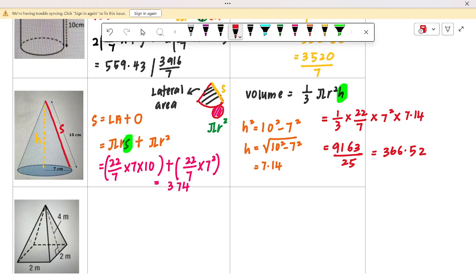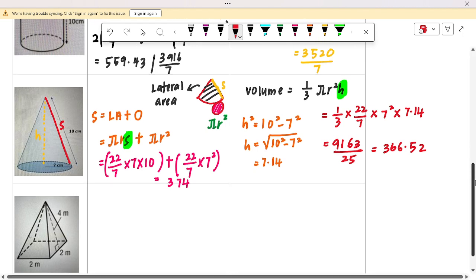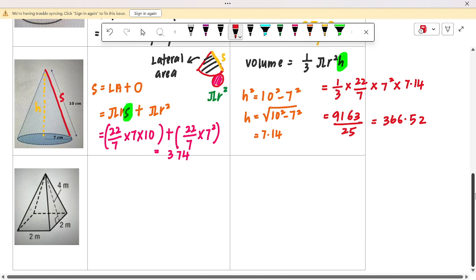Remember, each has its own surface area and volume formula. One is using length, one is using height. There's a difference. Okay, let's see the next shape that we have here, which is the pyramid.